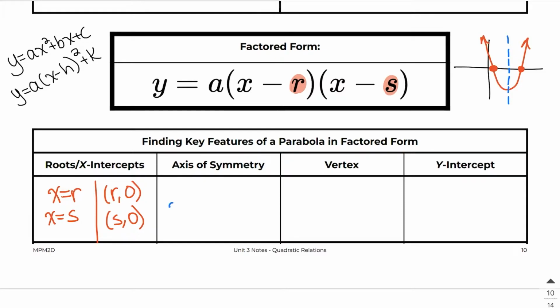So to find the axis of symmetry when we have our equation in factored form, we just add the two roots together and divide by 2. That's how you find the average of two numbers. And then our vertex will always occur on the axis of symmetry. So it's always going to be the axis of symmetry combined with the optimal value, but the optimal value we only figure out after we plug in the axis of symmetry into the equation of the parabola.